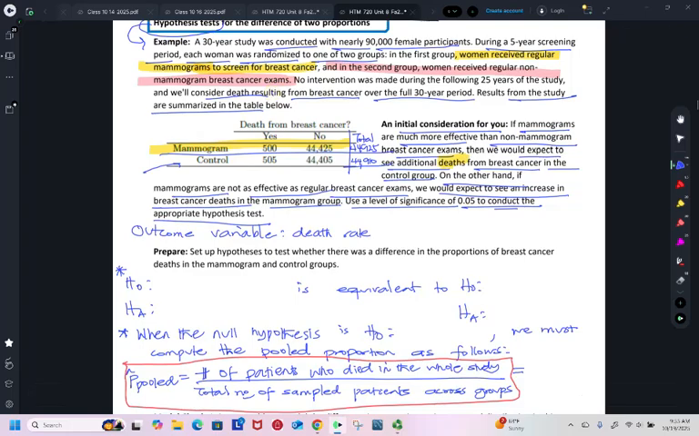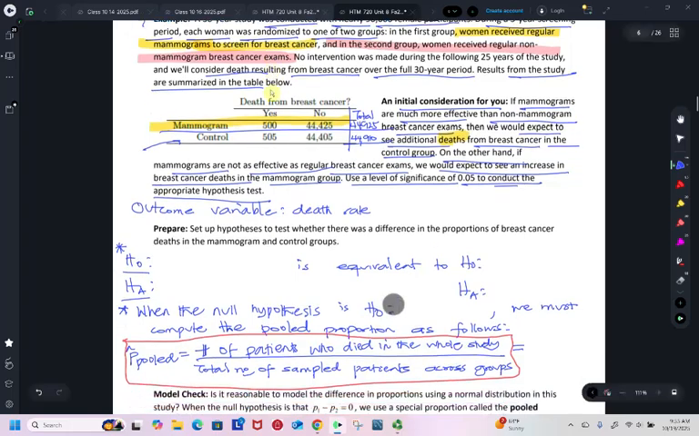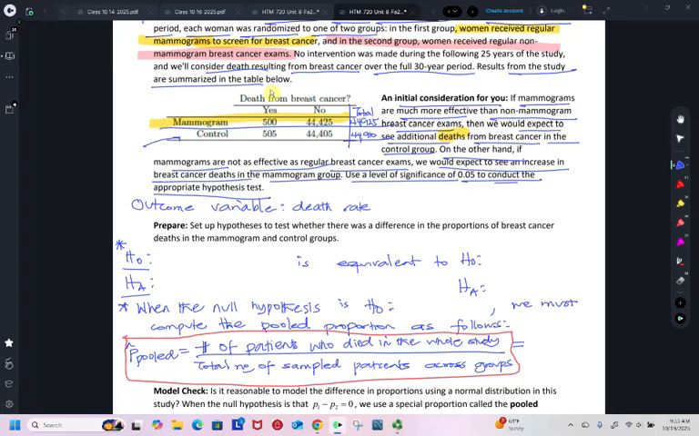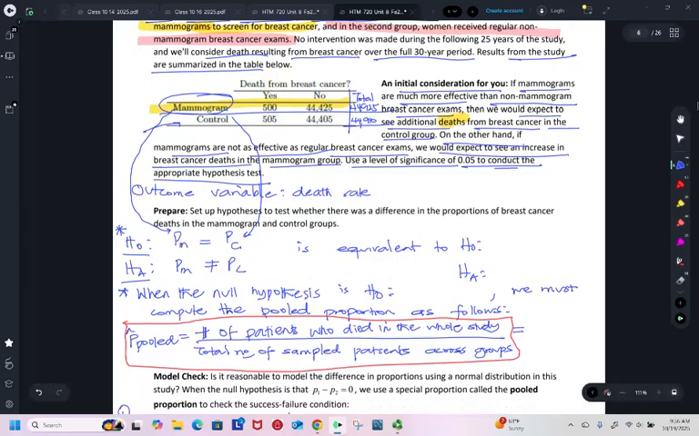Next, how do we set up the null and the alternative hypothesis in this case? We're interested first in the mammogram group. What is the proportion of deaths in the whole population of those who received mammogram tests compared to the proportion of deaths in those who are in the control group? Are they the same or are they different from each other? So this is the null hypothesis versus the alternative.